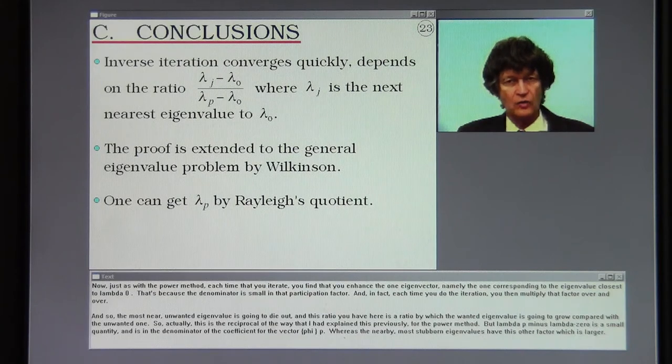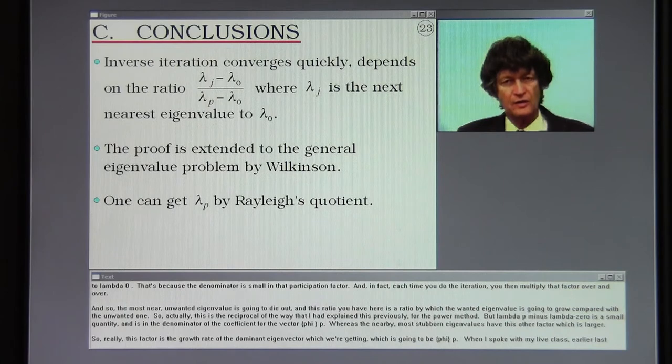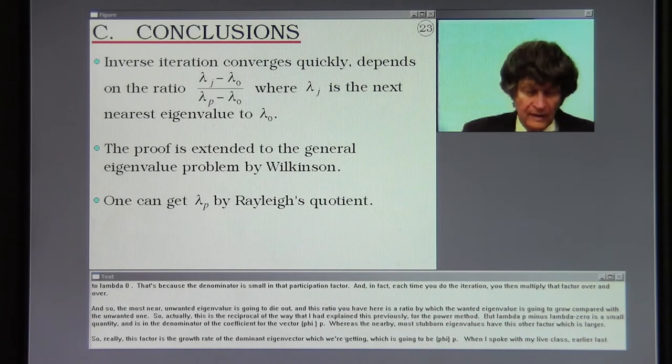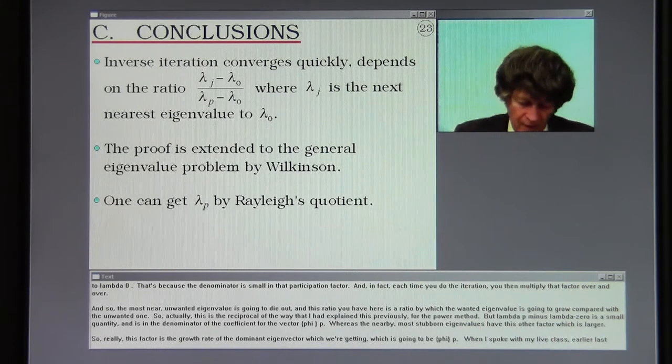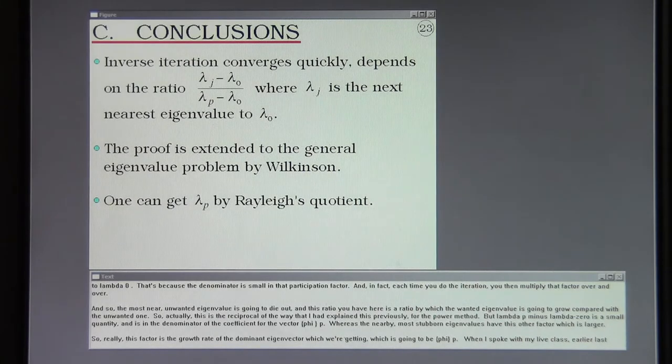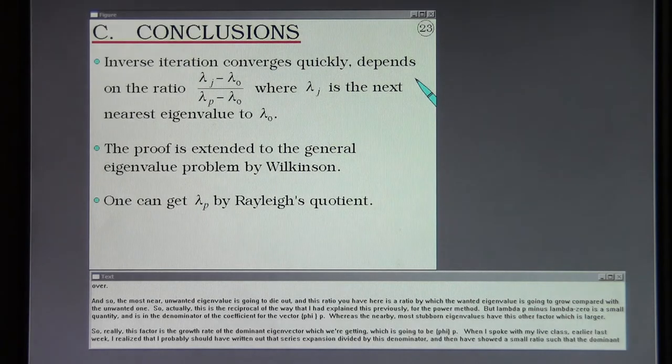Corresponding to the eigenvalue closest to lambda 0. That's because the denominator is small in that participation factor. And in fact, each time you do the iteration, you then multiply that factor over and over. And so the most near unwanted eigenvalue is going to die out.